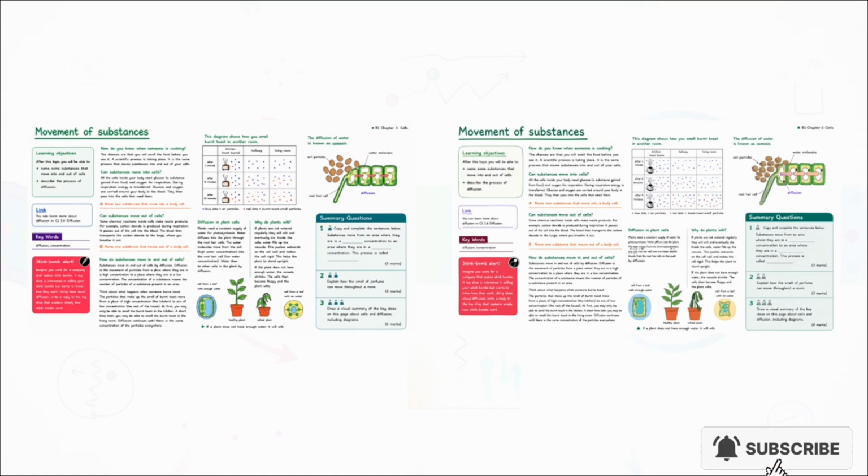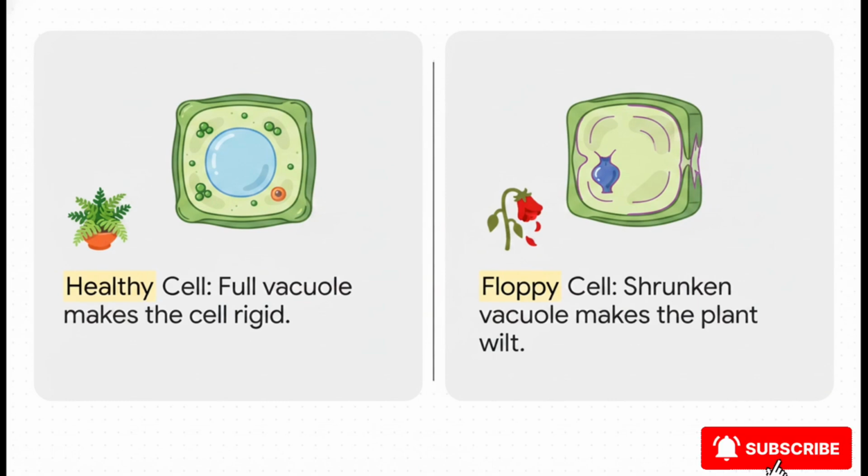Check out the healthy plant here. Inside its cells, water completely fills up this space called the vacuole. This full vacuole acts kind of like a water balloon, pushing outwards really hard on the cell wall. And that outward pressure makes the cell super rigid, which is exactly what helps the entire plant stand upright and look healthy. But what happens when things go wrong?